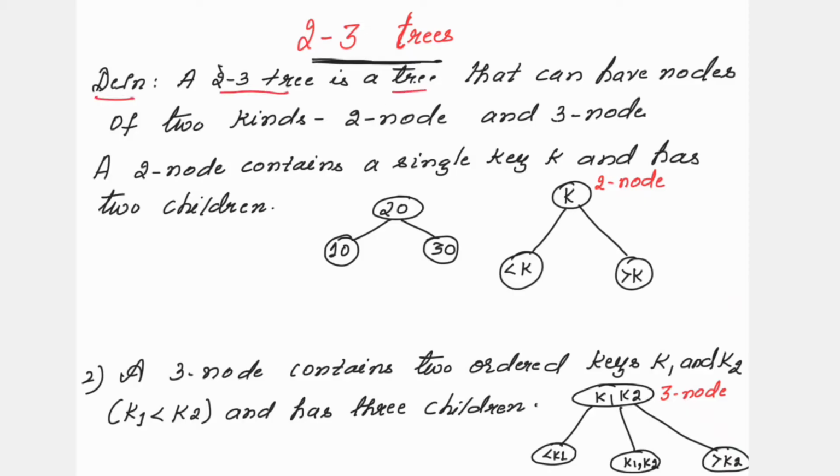A 2 to 3 tree is a tree that can have nodes of two kinds. One is the 2 node and the other one is the 3 node. So what do you mean by a 2 node and what do you mean by a 3 node? A 2 node contains a single key and has two children. So here if you see the example for a 2 node, the root node has a data element and the other 2 nodes are the children for this root node. So this is a 2 node. The node present towards the left side will have a value lesser than the root node, and the node present towards the right side will have a value greater than the 2 node.